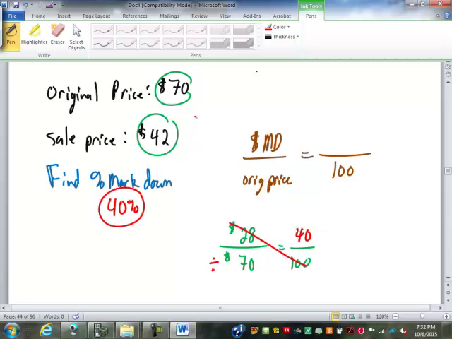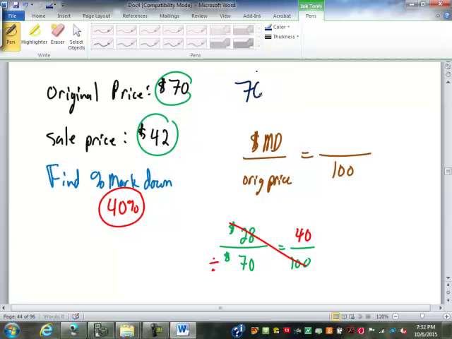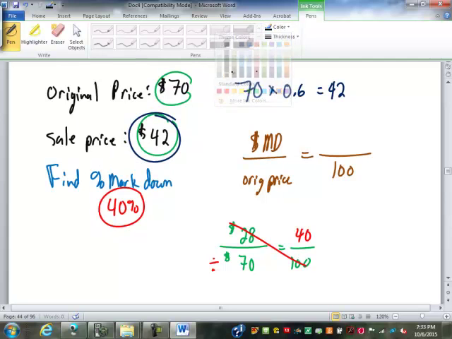You can always go back and double check that by taking the original price, $70 times, now 40% markdown would mean we'd multiply by 0.6, 100 minus 40 would be 60, to give us 42. And that is what our sales price is.